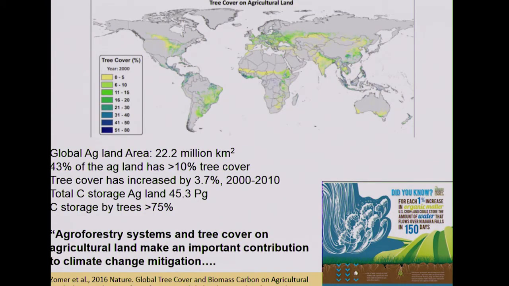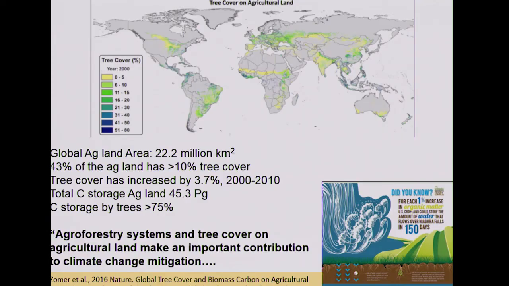USDA has developed this figure. If 1% additional carbon in the soil can store 150 days of flow in Niagara Falls, just 1% carbon in the soil in the US agricultural lands. This is a study recently published in Nature.